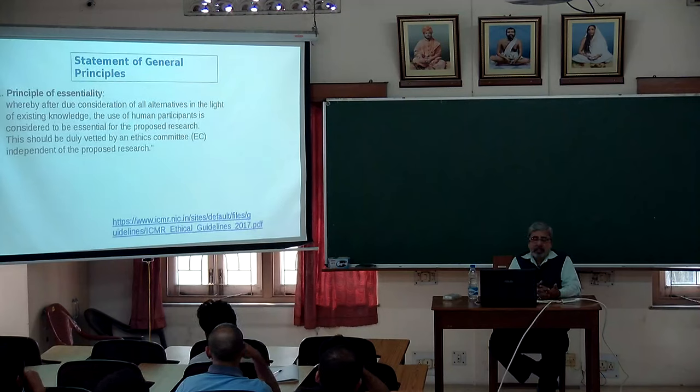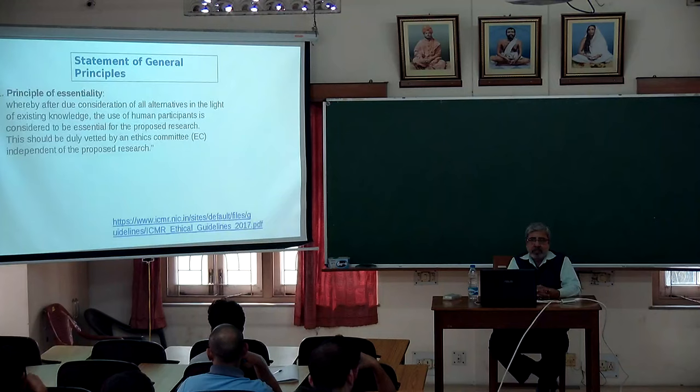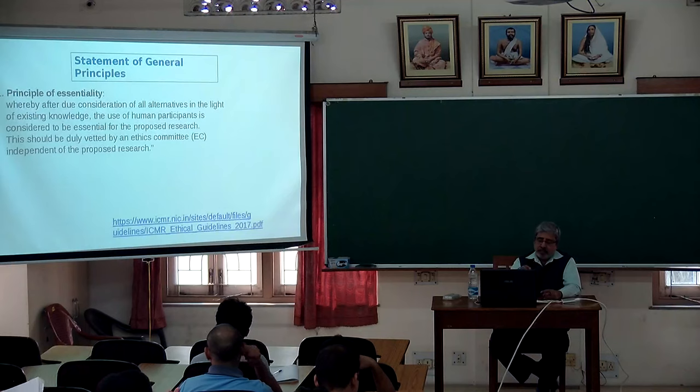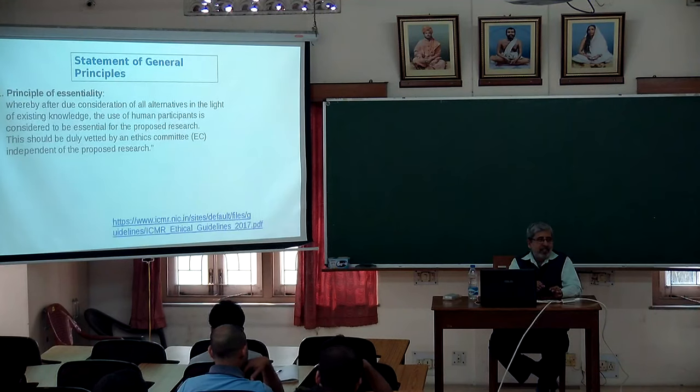What the ICMR manual says is that there is a statement of general principles. These are general principles which will guide the experiment, to control the experimental procedures, what can be done, what cannot be done. The first principle, coming from the last one which we have told, is that it should be essential. One has to establish that this experiment is essential.